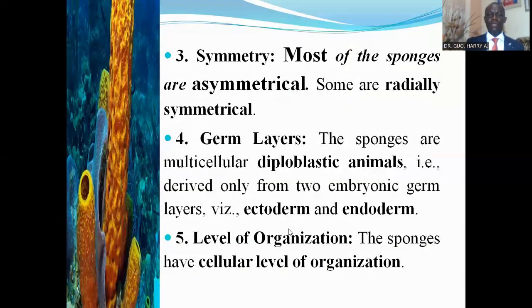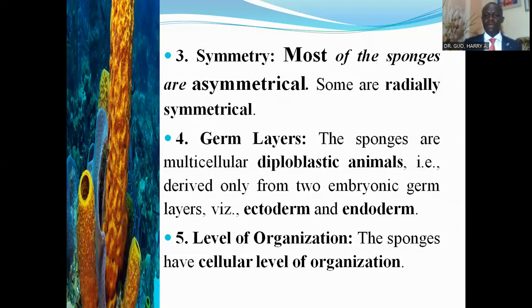Now I want to look at the third characteristic of the organisms in the phylum Porifera. That's their body symmetry. Most of the sponges are asymmetrical. Most sponges do not have a definite symmetry. Some sponges are radially symmetrical. They can be cut into radially symmetrical parts.